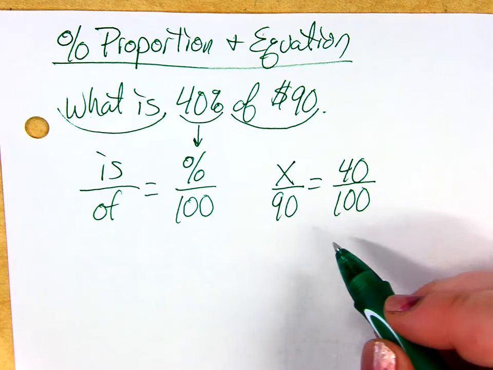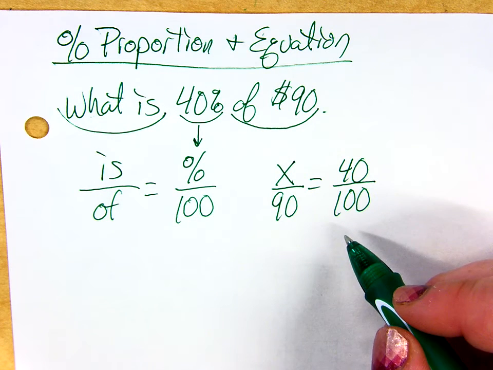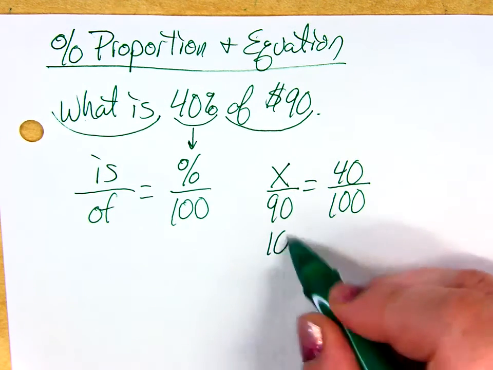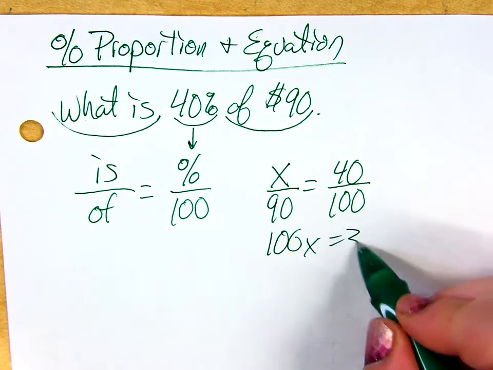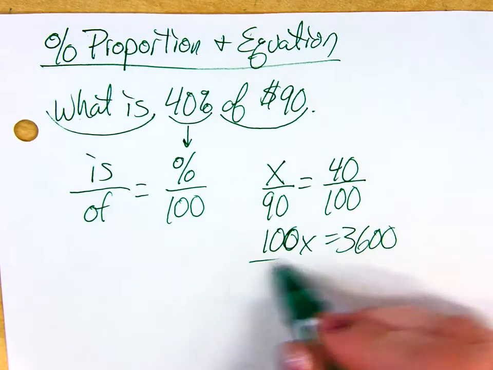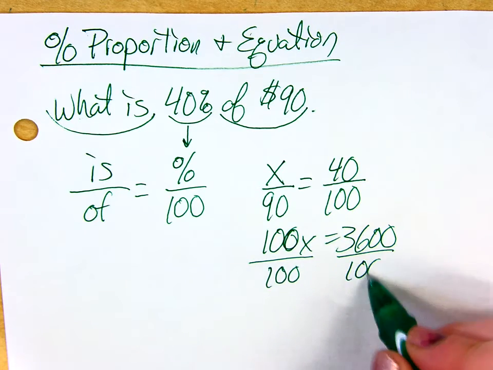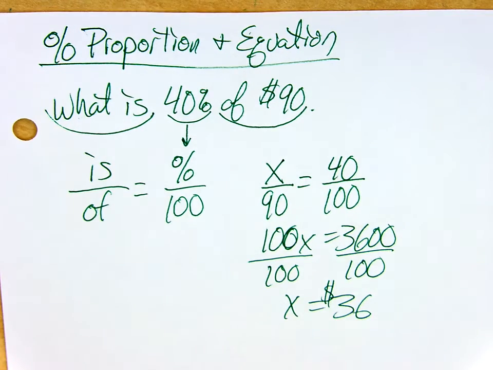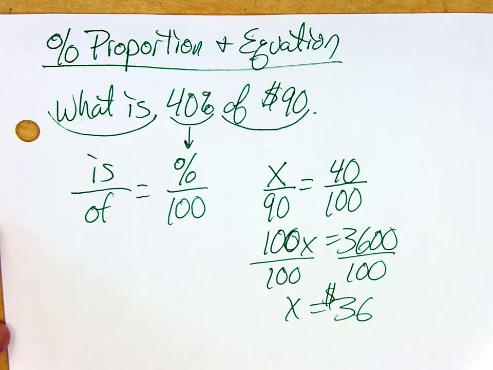What do I do? Cross multiply, right. So I'm going to get 100x equals 3,600. And then I just divide both sides by 100. So $36 would be 40% of 90. Does that make sense? Yeah.